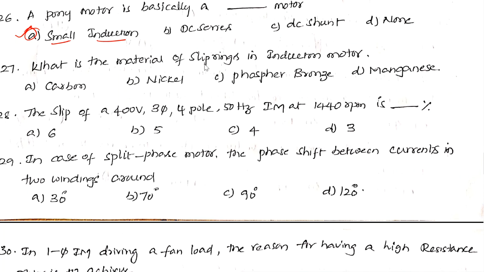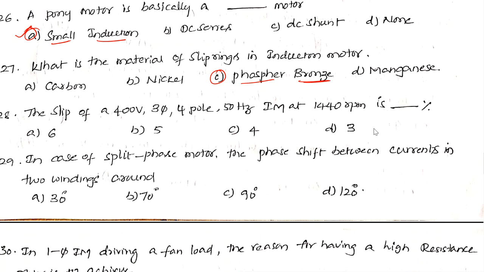What is the material of slip rings in induction motor? So the material used to make the slip ring in induction motors is phosphorus bronze. Phosphorus bronze.